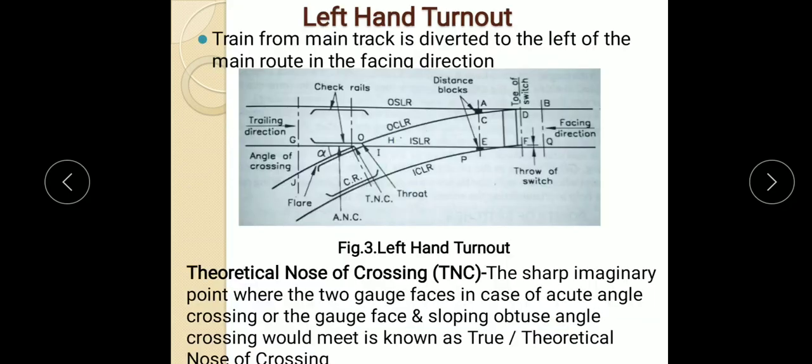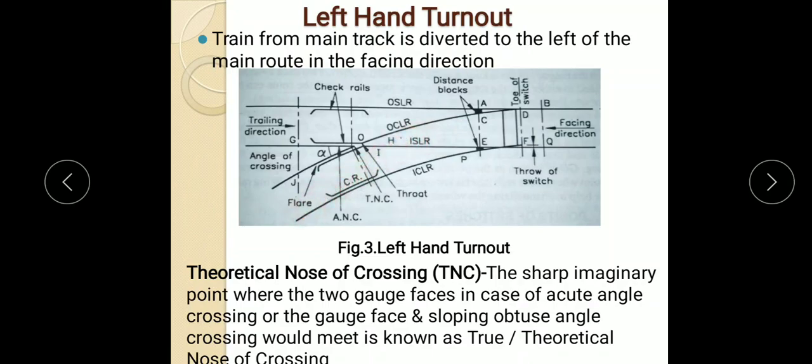The second type is the left hand turnout. When the train from the main track is diverted to the left of the main route in the facing direction, it is called a left hand turnout. Here figure 3 shows the left hand turnout, and this is the facing direction, meaning the facing of the train is in this direction. And this is the main route and the train is diverted to the left of this facing direction, therefore it is called a left hand turnout.